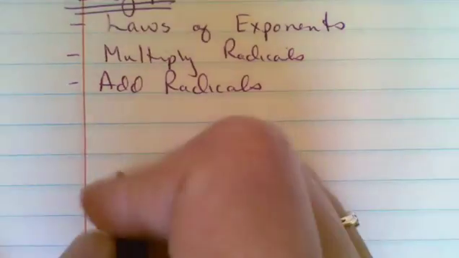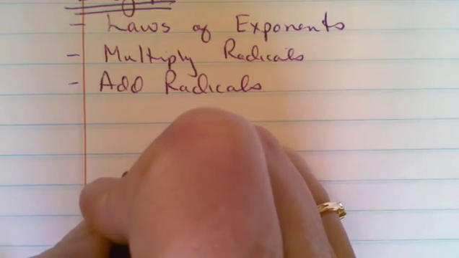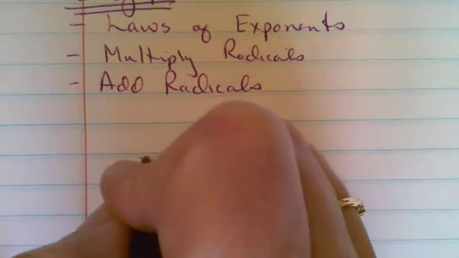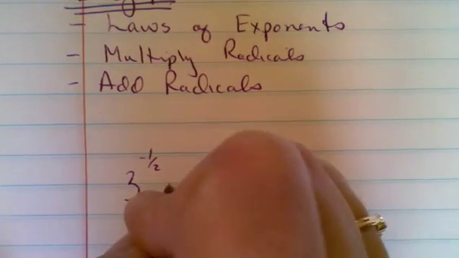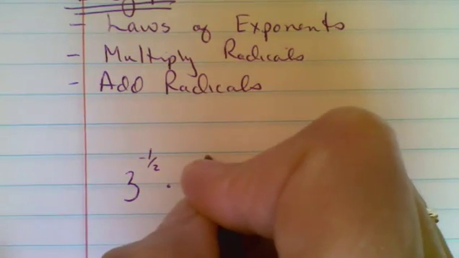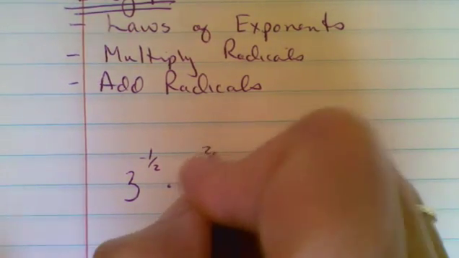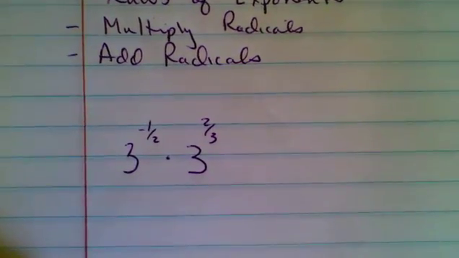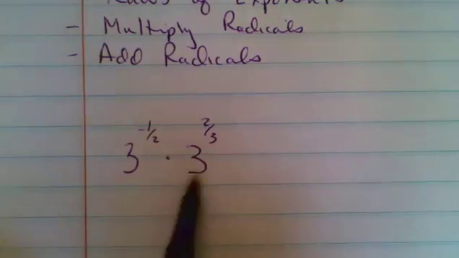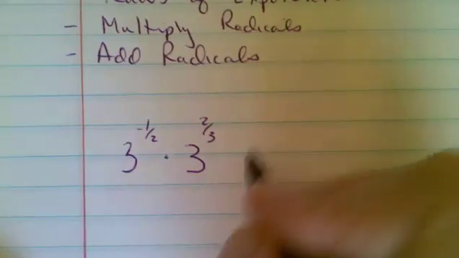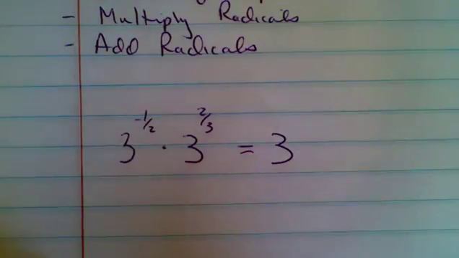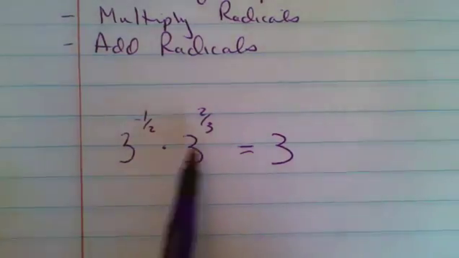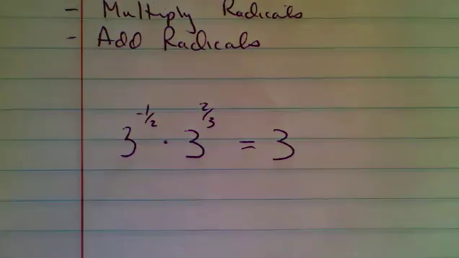So with the laws of exponents, I just need to make sure if you have any base, I'll just do a base of 3, and let's do 2/3. If you have any base, and you're multiplying them, the property says you keep the base, you add the exponents. So you need to be able to take -1/2 plus 2/3. Now, you should be able to do that without a calculator. You need to get a common denominator, which is 6, and add them together.